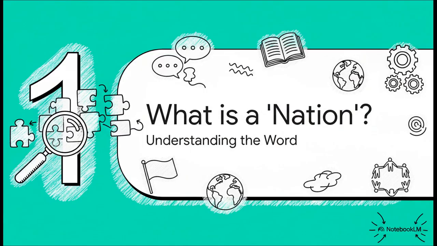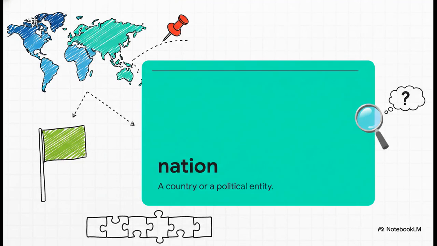Okay, so before we can crack the code of this list, we've got to get a really good handle on our main piece of evidence. So let's just start with the word at the center of it all. What exactly is a nation? On the most basic level, the source tells us nation is just a noun. It means a country or a political entity. You can picture it, right? A place with borders on a map.